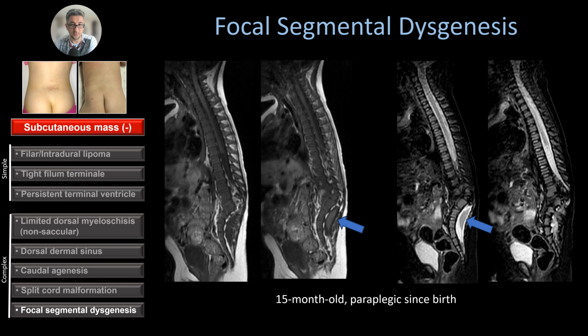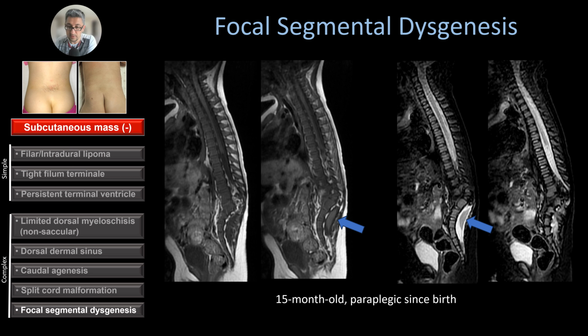Finally, there is focal segmental dysgenesis as the last anomaly. This is a very severe form of spinal dysraphism. Basically, there is disruption of the spinal cord into two, as if the cord is cut into two, and there is a significant kyphosis at the cutoff level. As you can see here, there is this proximal cord and there is distal cord, as if there was a trauma and the cord is cut into two.